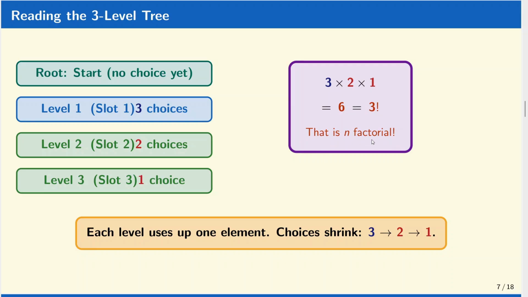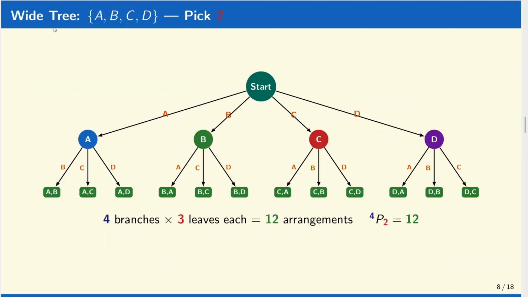The most important takeaway is written in the orange box at the bottom. Each level uses up 1 element. Therefore, our choices shrink from 3 down to 2 down to 1. Let us try another visual example to make sure we really understand this.